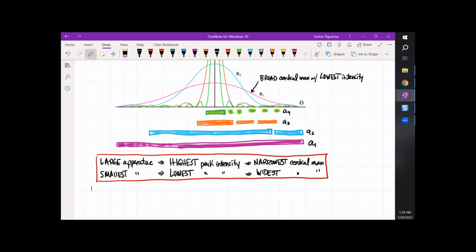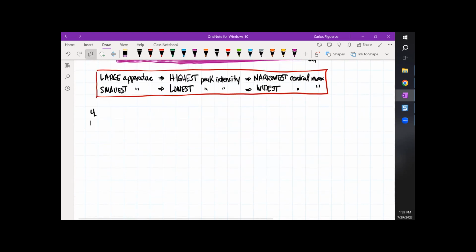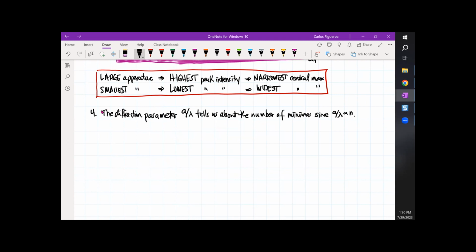Now, another thing that we want to do here is look at the diffraction parameter. The diffraction parameter, as we already said, is very similar to the interference parameter. So what we know here is that the diffraction parameter, which is equal to a over lambda, tells us about the number of minimas as well as maximas, since a over lambda is proportional to n, as we'll see.